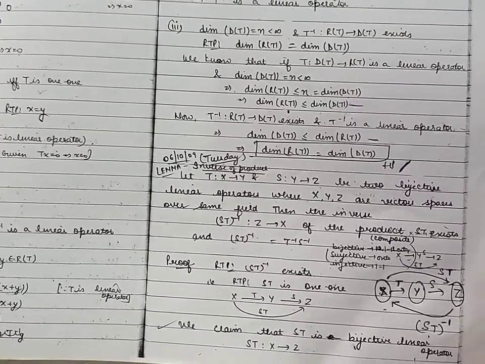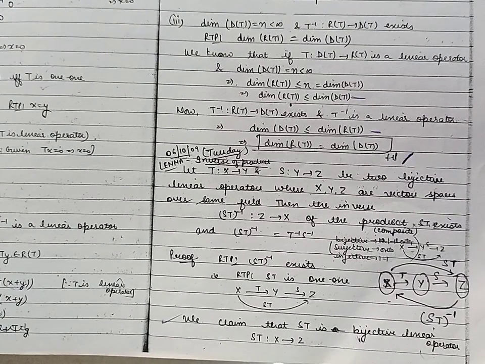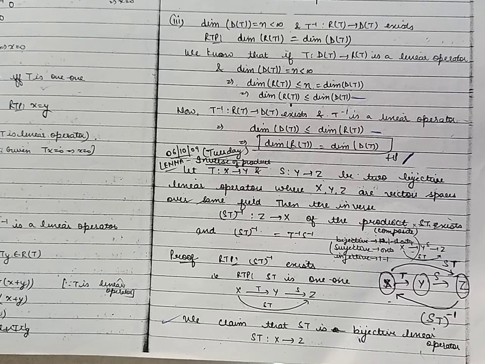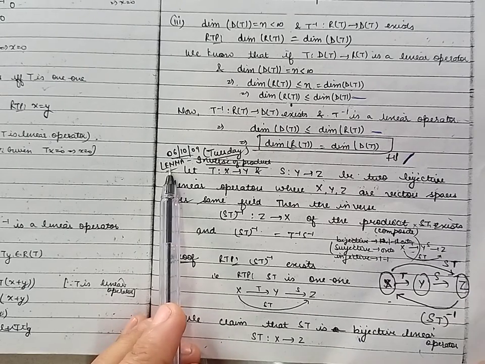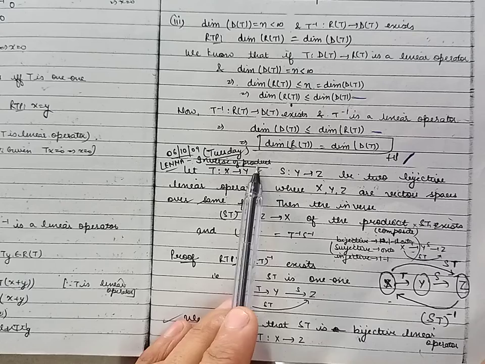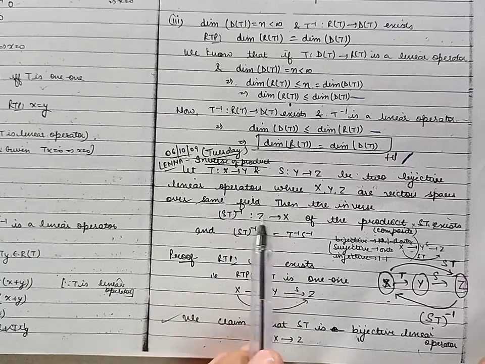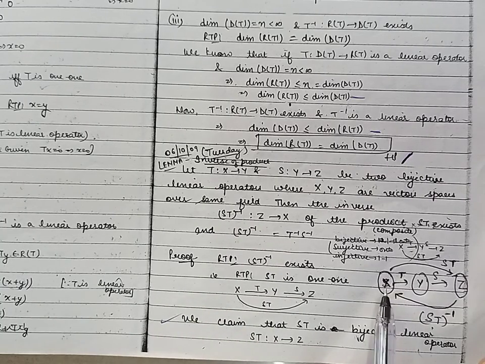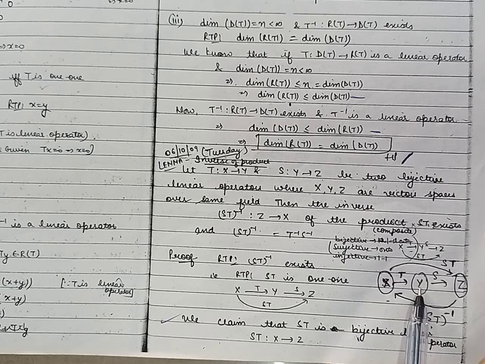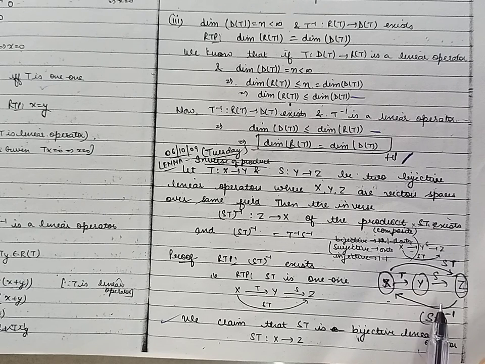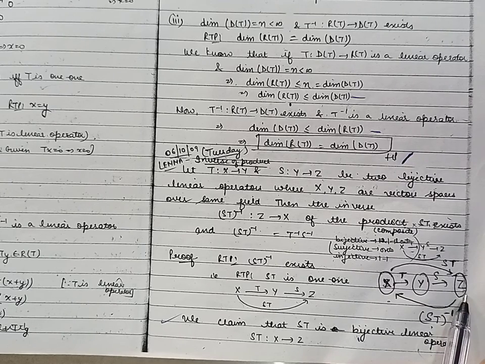Good morning, students. Today we will discuss an important formula for the inverse of composite of linear operators. There is a lemma for the inverse of product which states that for two bijective linear operators, one linear operator T, which is from the vector space X into the vector space Y, and another bijective linear operator S, which is from vector space Y into the vector space Z. These X, Y, Z are vector spaces over the same field.